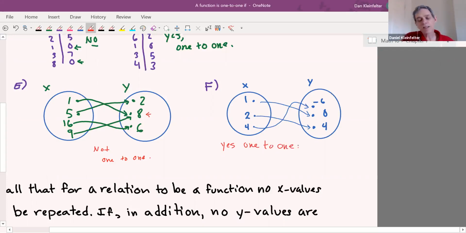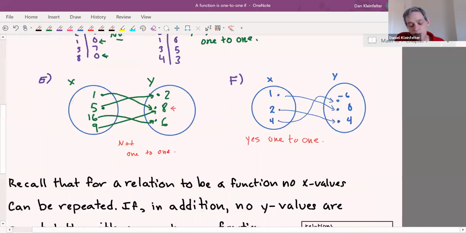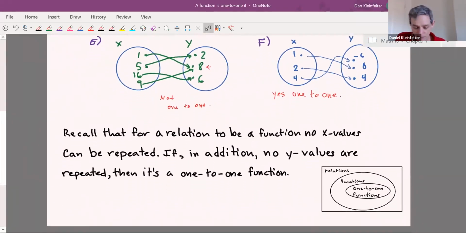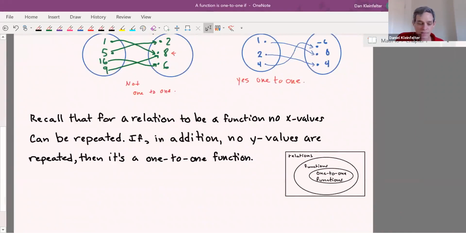If you have a function that's one-to-one, it's predictable in both directions. Given an x, you can know the y because it's a function. And if it's one-to-one, if you are given the y, then you can recover what the x was. We'll do more on that later in the chapter when we talk about inverse functions.